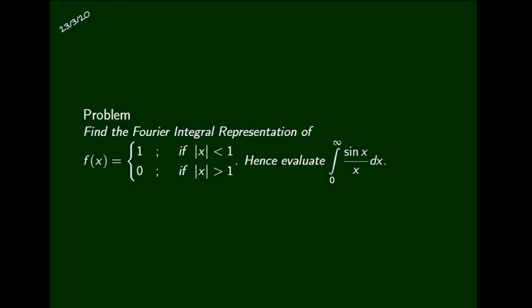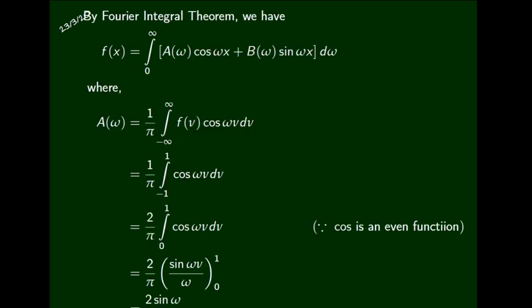When we go back to the definition, f of x takes the value 1 when mod x is less than 1. Mod x less than 1 means x ranges from minus 1 to 1. So the integral from minus infinity to infinity changes to the integral from minus 1 to 1. Here in place of f of nu we have 1, so 1 into cos omega nu d nu. So the integral of cos is sine. Again we apply the results of even functions.